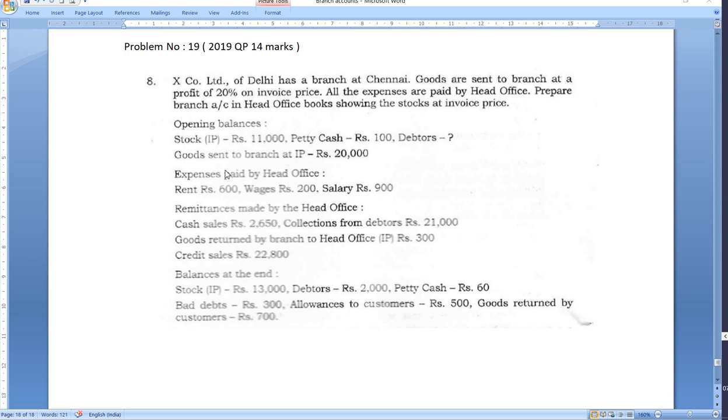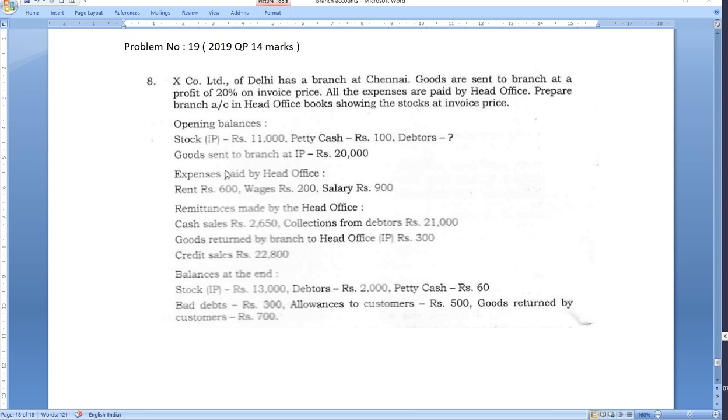Goods sent to branch at invoice price 20,000 is on the debit side of the branch account. Next, expenses paid by head office, rent, wages, salary, will all be recorded under bank account, debit side of the branch account. Remittance made by the head office, cash sales 2,650, will be recorded at the credit side of the branch account. Collection from debtors is on the credit side of the branch account as bank account, and again it will be recorded under the credit side of the memorandum debtors account by cash or bank account.